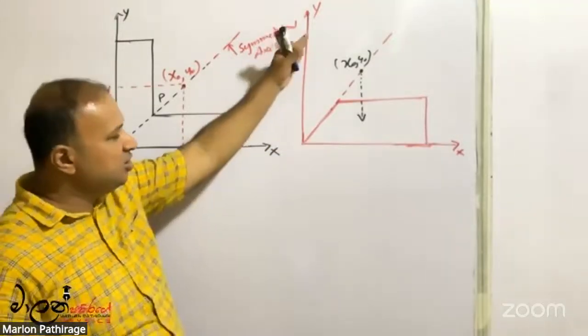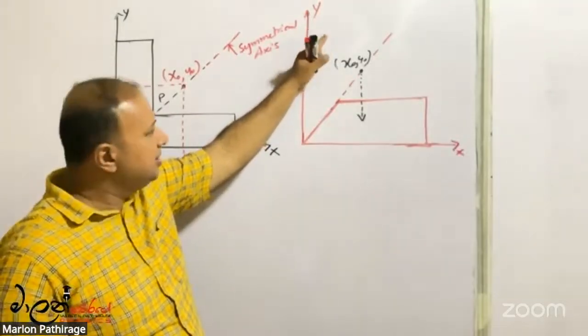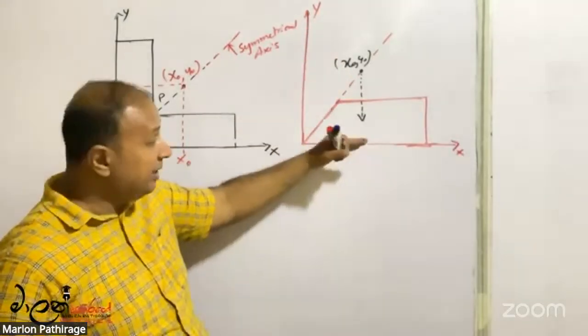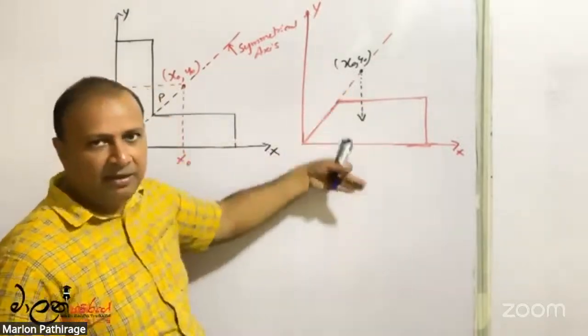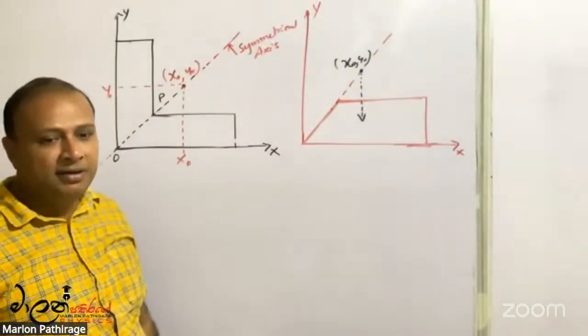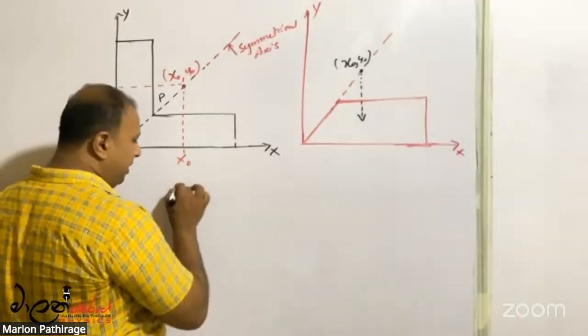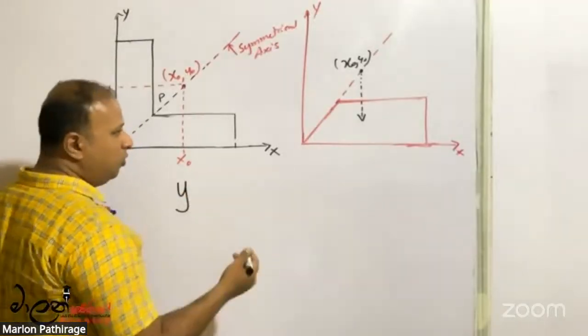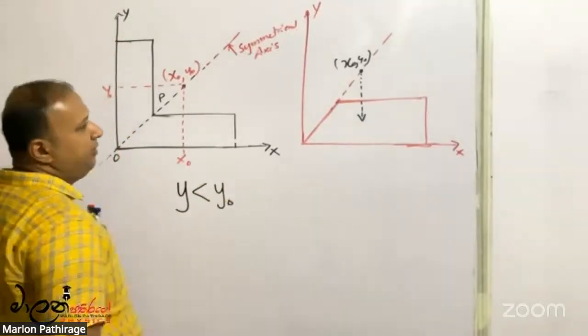As the mass distribution along the y-axis decreases, the mass along this side increases. Therefore, y naught should be lower. Therefore, definitely the y value should be lesser than y naught.